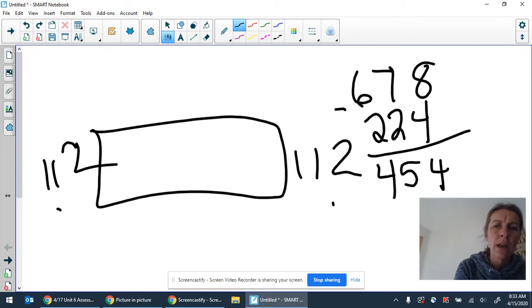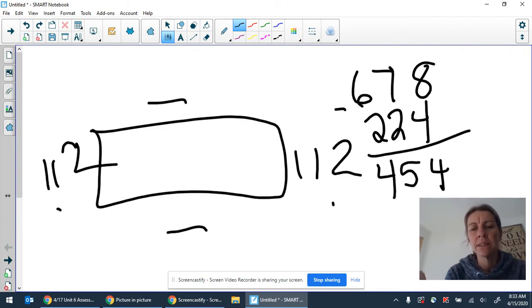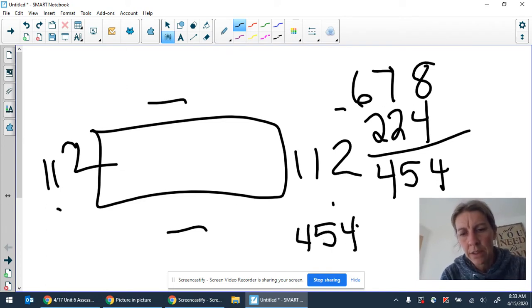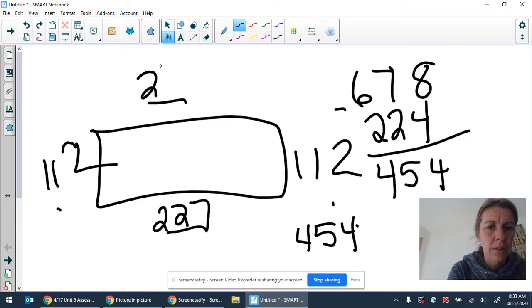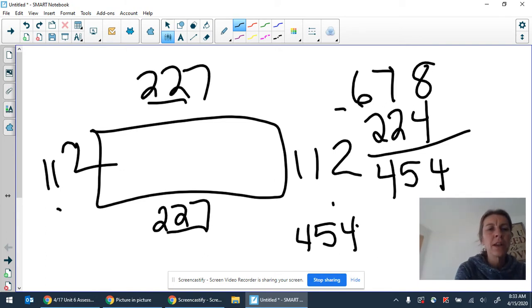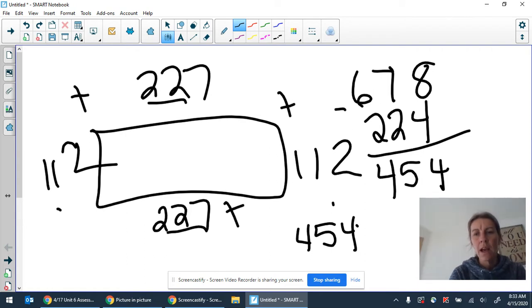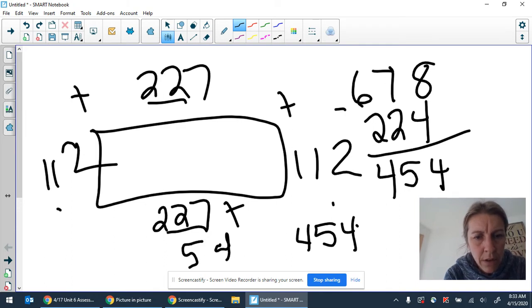So 454 is what I have left, but I know the 454 is for this dimension added to this dimension, so I have to divide 454 in half. That's 200, 25 plus another 2, 227, I believe. You can get to that however you want. So if I were to add up all these sides, I should get 678. So 224, 227 plus 227 is 454.